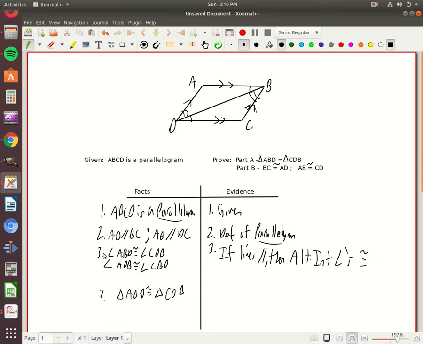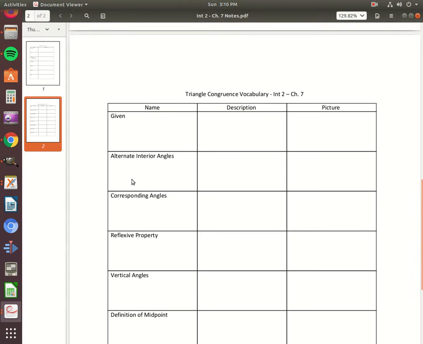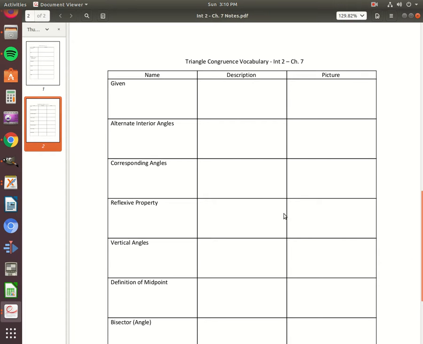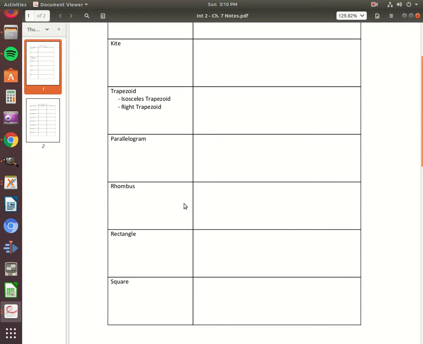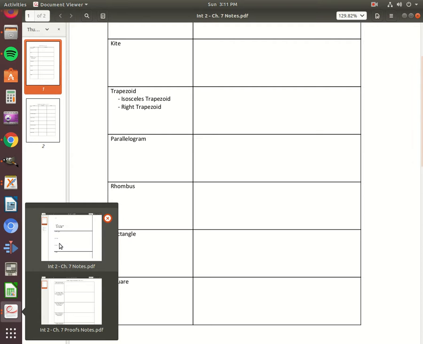Now I'm going to keep going. I'm going to say DB is congruent to DB. And I know that's true because of the reflexive property. Let's look at our notes here. We can fill in the reflexive property: something is equal to itself. So I would fill in these notes. That's a good example of the reflexive property. We've used given, we've used alternate interior angles, we've used reflexive property already in just this one problem. And again, we used the definition of a parallelogram in this problem. And now I'm going to go back to my note page.